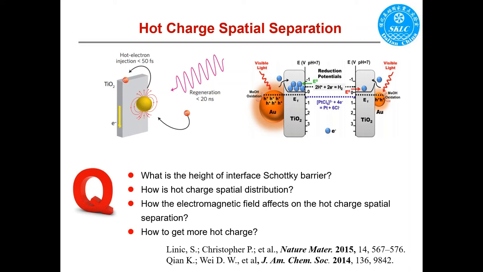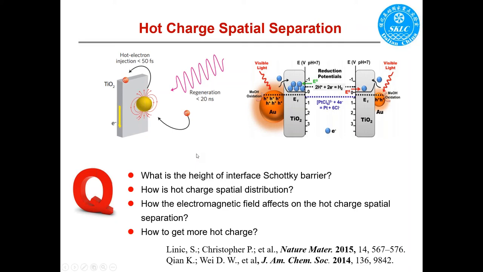So there are many key questions in these systems. One of the questions is how the hot charge separation is distributed upon light radiation, and how the localized electromagnetic field affects the hot charge spatial separation. So the final practical question is how can we get more hot charge at the nano to micrometer fabrications?